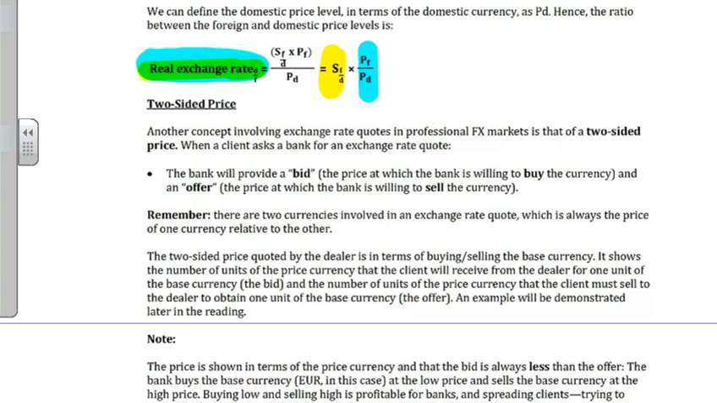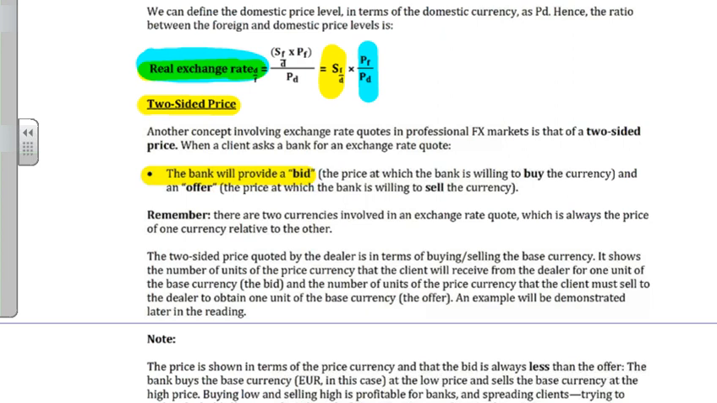Okay, remember, here's the crux. We finally got to, well, not the only crux, but an important component. We've got what we call a two-sided price. What's a two-sided price? Remember, every time, there's always one rate, one currency, in exchange for another. The bank will provide what we call the bid. Now remember, the bid is because you come into the bank and you want to exchange foreign currency with the bank. So the bank will give you two prices. This is called a two-sided price.